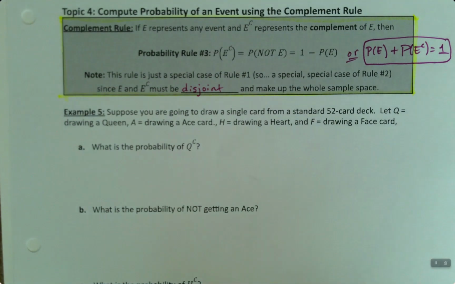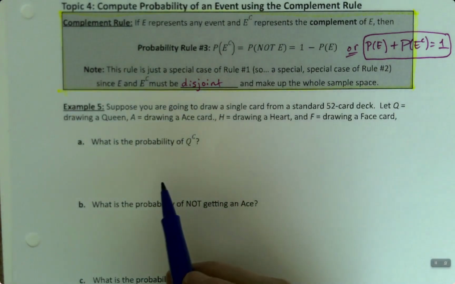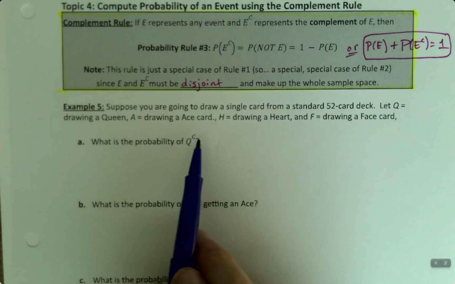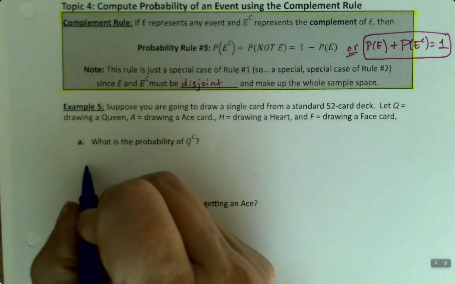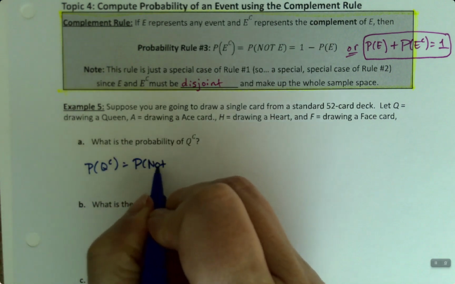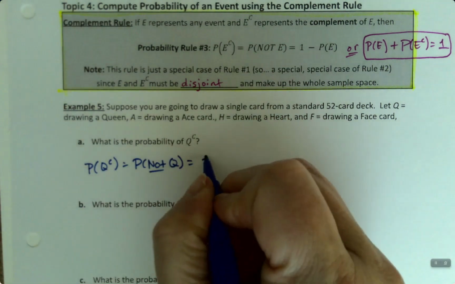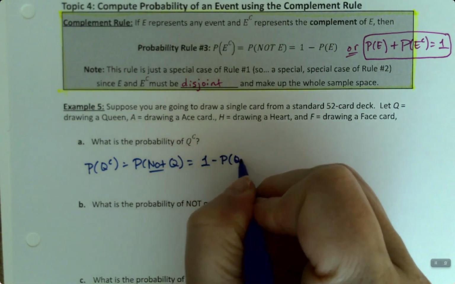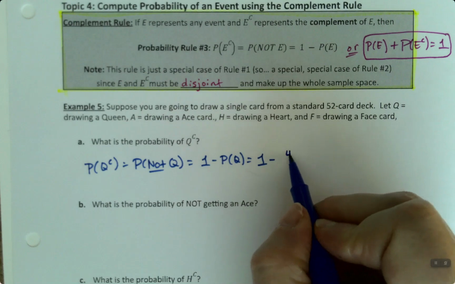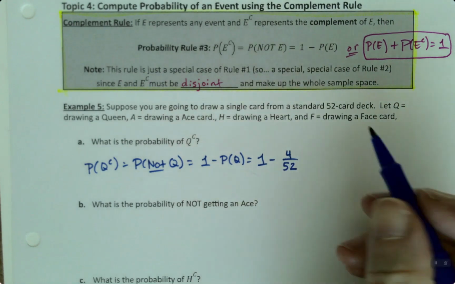All right, so let's look at what this means in practice. We're going to take our standard 52 card deck, which we know and love, and figure out some probabilities from it. First, what is the probability of Q complement? That's the probability of not getting a Q, which is 1 minus the probability of Q, which is 1 minus 4 out of 52, because there are 4 queen cards in a deck.